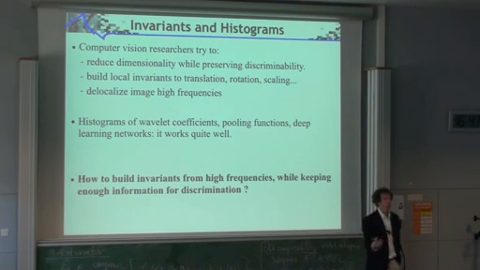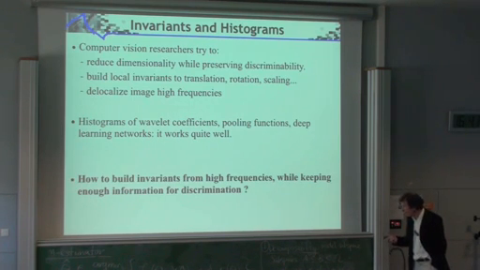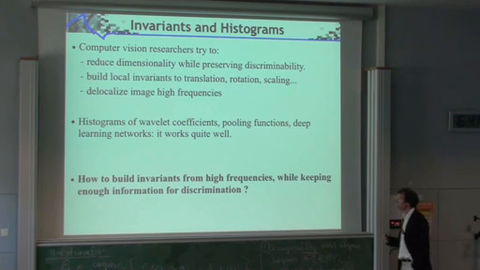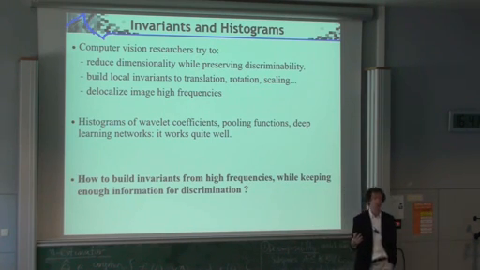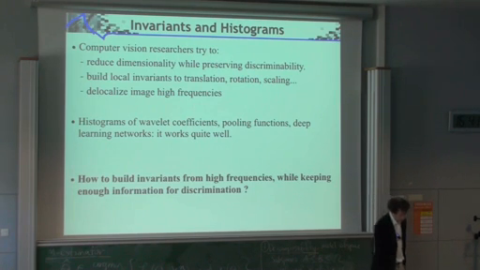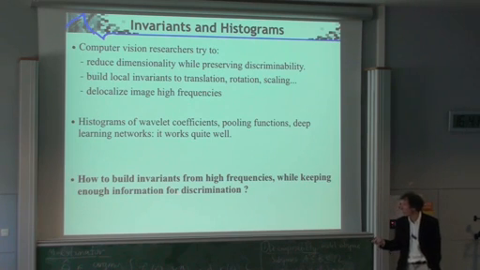And one of the issues is to try to understand what's happening here. Why is it possible to do so? And again, this key question is how to build invariants while keeping the high frequency information, while keeping the most detailed possible representation in order to have enough information for discrimination.